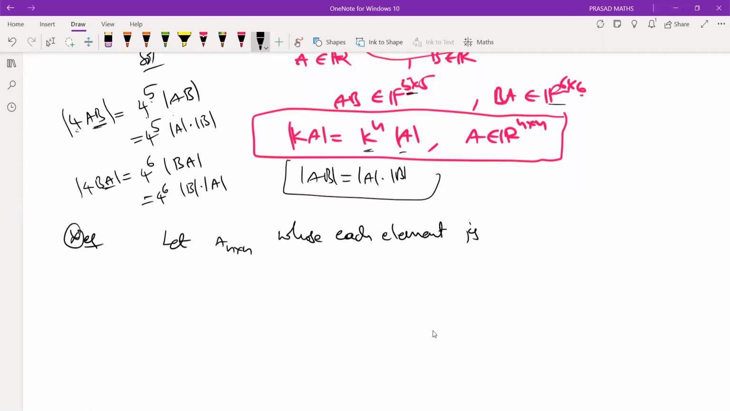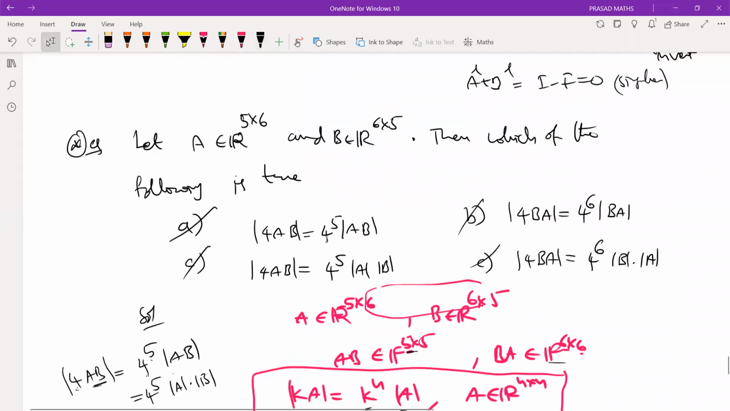Sir, in the above problem, A and B are square matrices, right? 5 by 6, 6 by 5. AB are not square matrices, no sir. Yeah, good question. Very good. Who said that? Swapna, very good. Actually, these options are not possible.